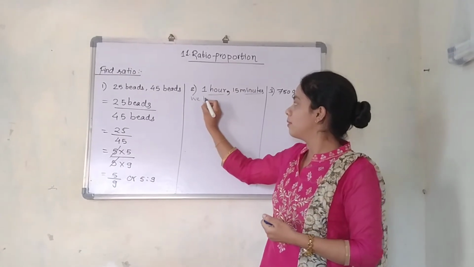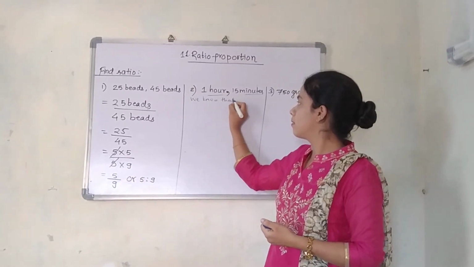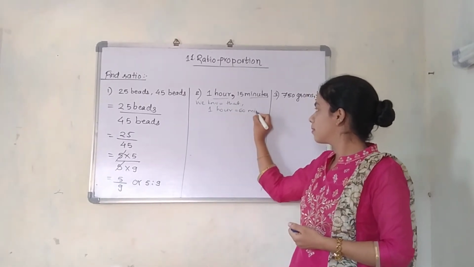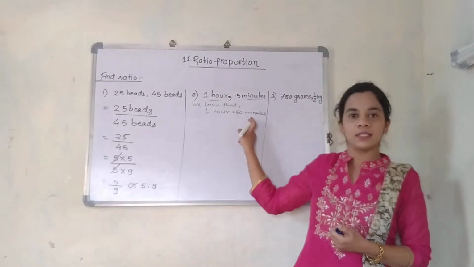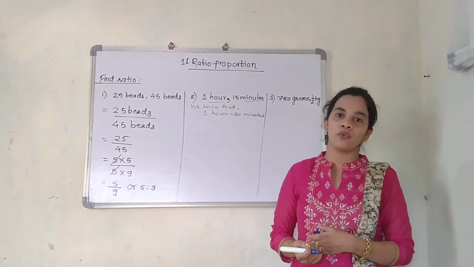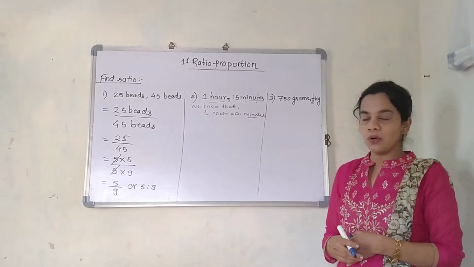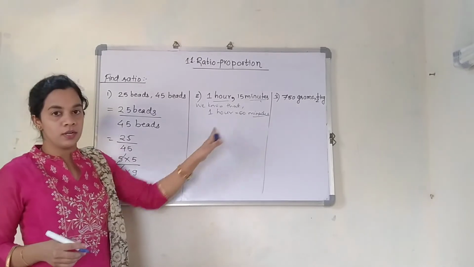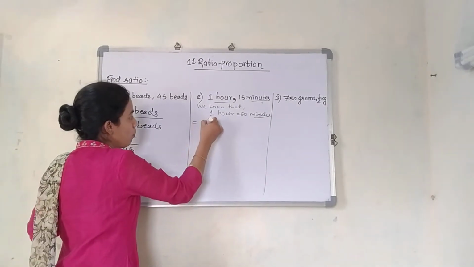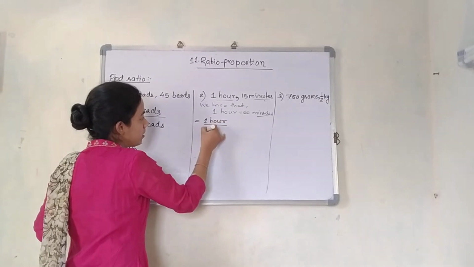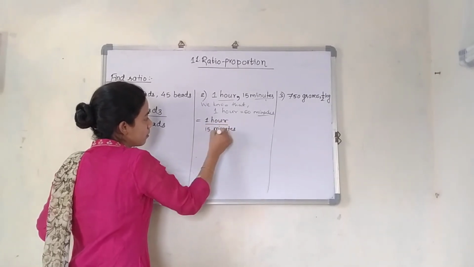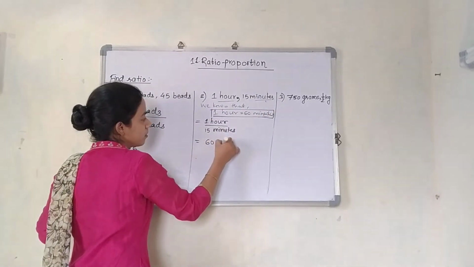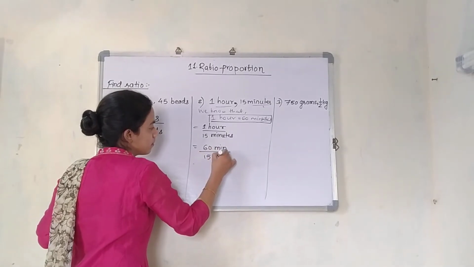We know that 1 hour is equal to how many minutes? Yes, 60 minutes. So now this 60 minutes and this 15 minutes, I can remove the unit. Why? Because these units are the same now. So instead of this 1 hour, I am going to use what now? 60 minutes. So I am just going to write down the question first. 1 hour upon 15 minutes. 1 hour means what I have taken over here? 60 minutes upon 15 minutes.